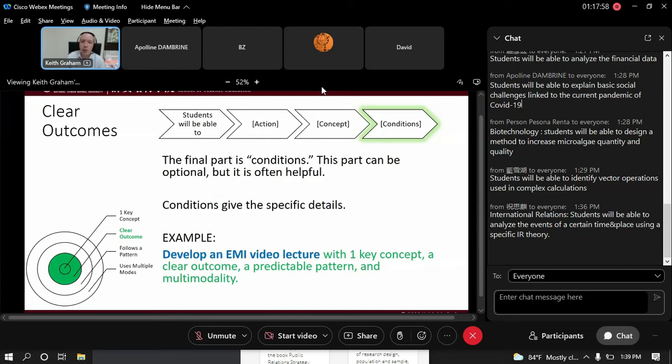And I want to give you the example of today's workshop. Develop an EMI video lecture with one key concept, a clear outcome, a predictable pattern, and multimodality. So obviously today's workshop is much longer than a 15-minute video. We do have 2 hours together today. So it does make a little bit of sense that mine is a little bit more complex. But let's break this down a little bit.